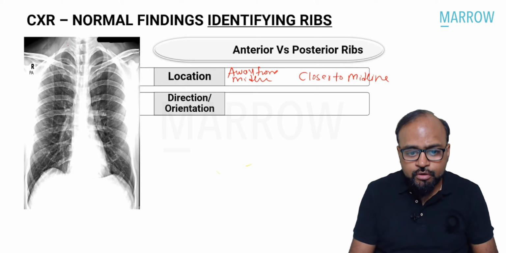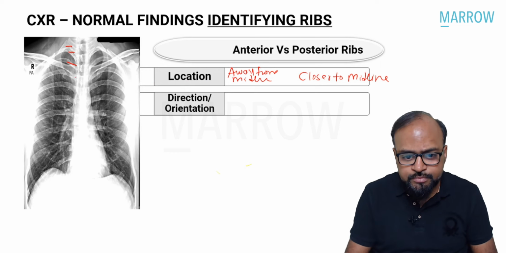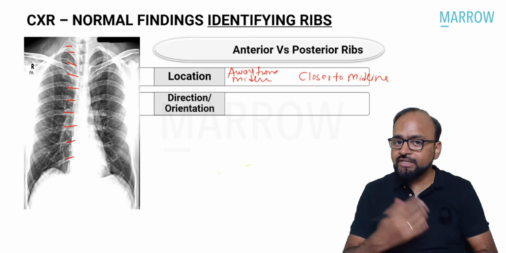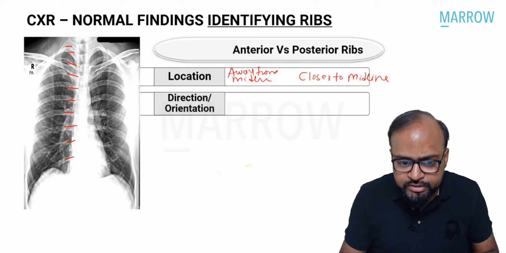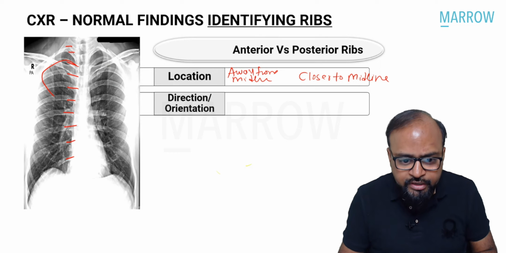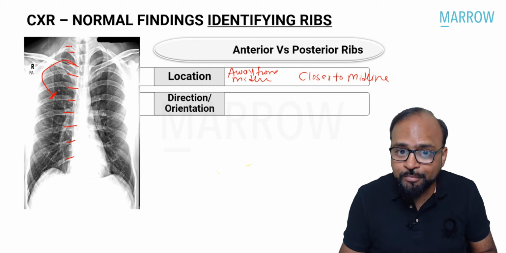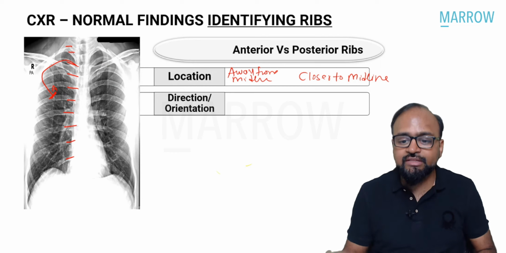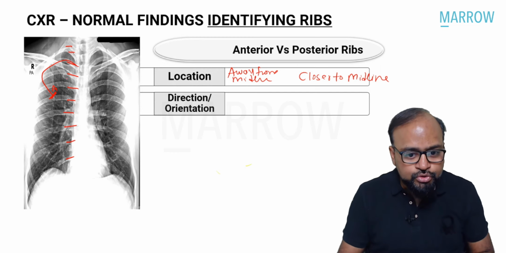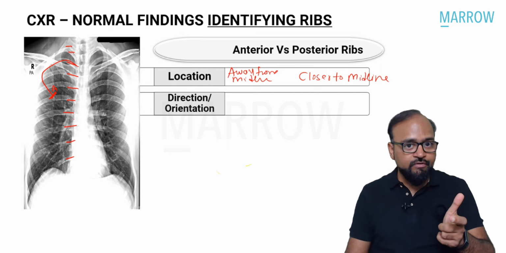Now see here, all these ends of ribs that I'm drawing here are closer to midline. Can you see that? So these are all posterior ends. Let us trace this rib. See, this rib goes like this, and it comes here, right? So look at this end of this rib. This end is away from midline, so this is definitely the anterior end. Can you see this in this image? Posterior ends of ribs are closer to midline, anterior ends of ribs are away from midline.